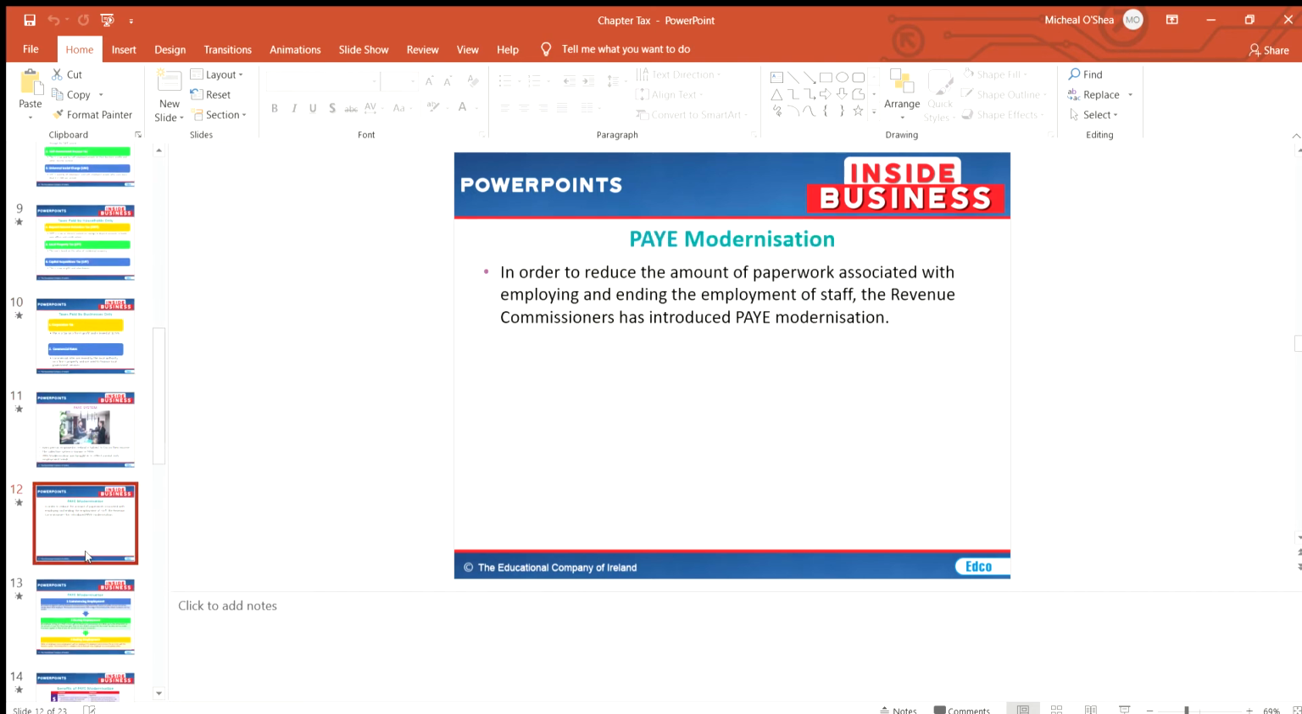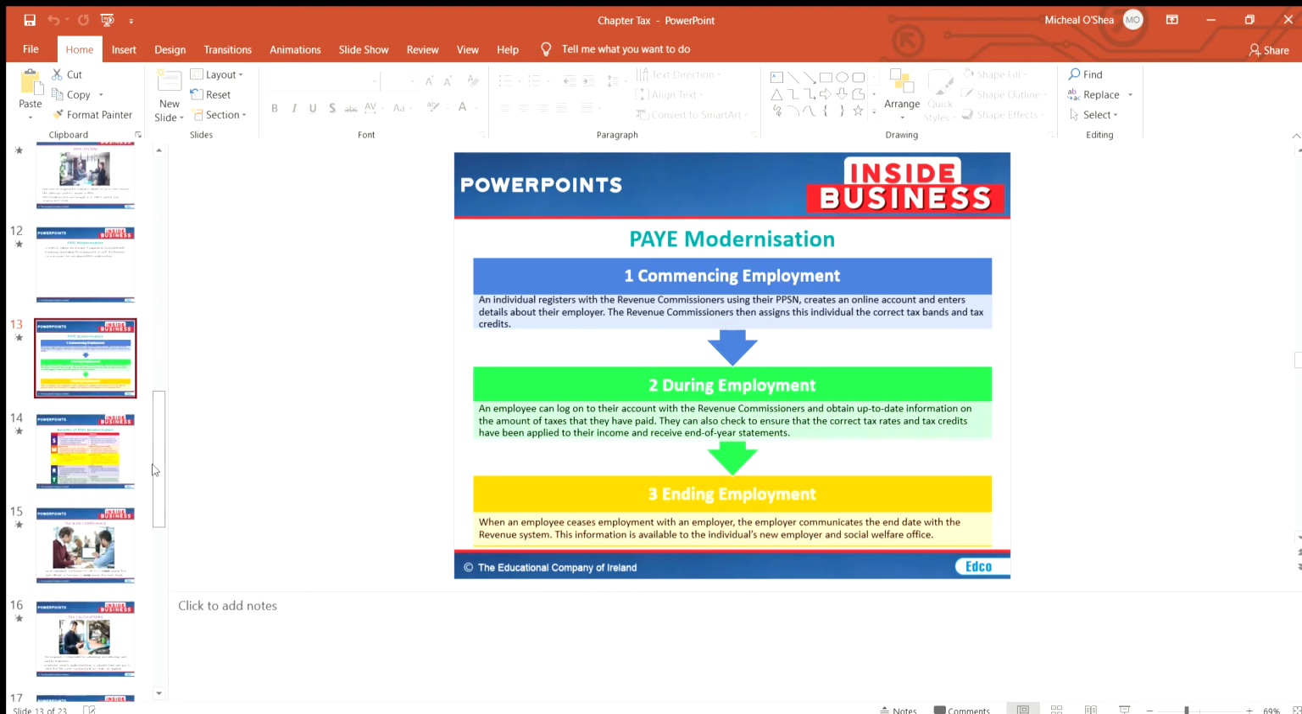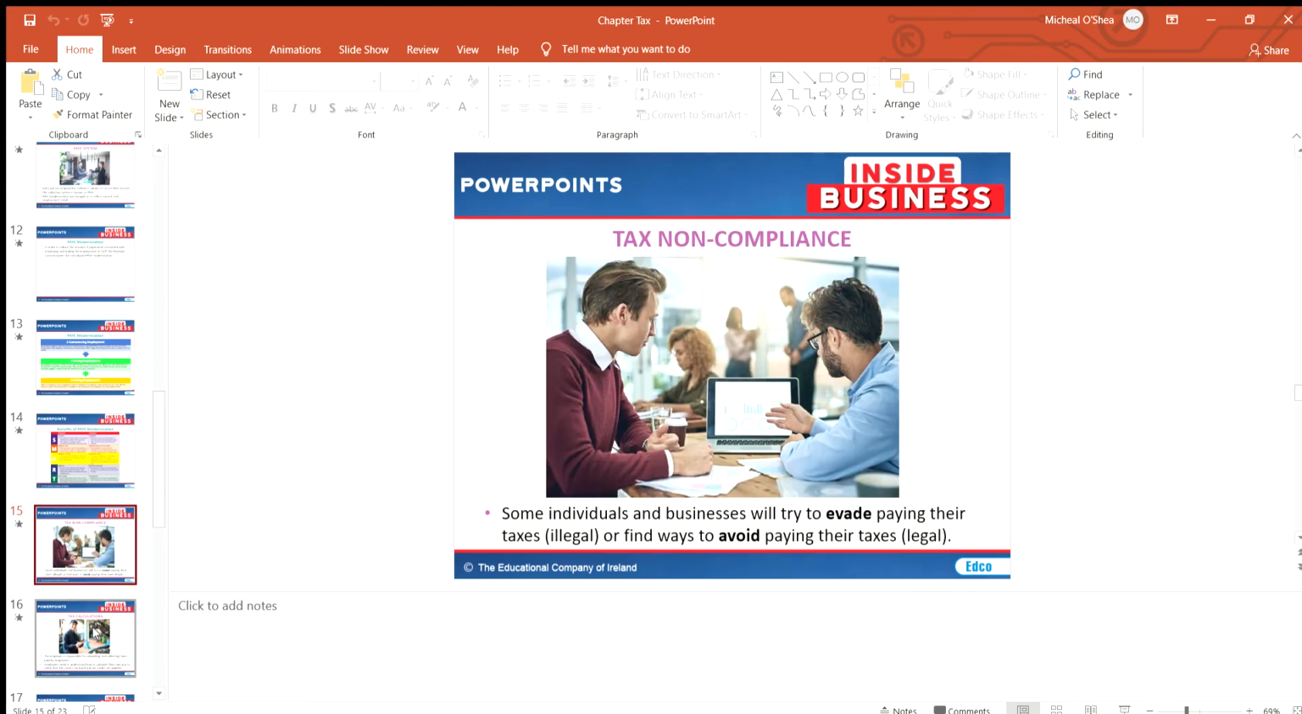PAYE modernization means that nowadays there's a system set up so that when you start your work, you are paying your tax, and you can check this online. When you cease employment in that organization, the revenue commissioners and the online revenue system will track when you finished and when you start your next job. But how is all this calculated? We'll be looking at that soon in terms of how we calculate our PAYE.